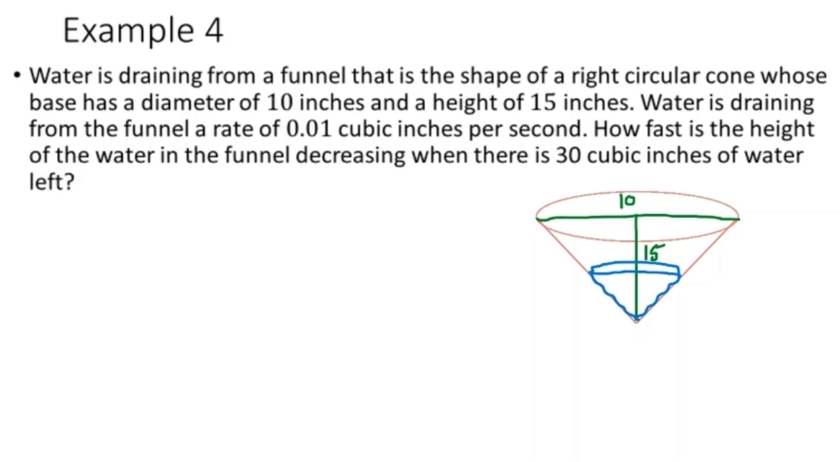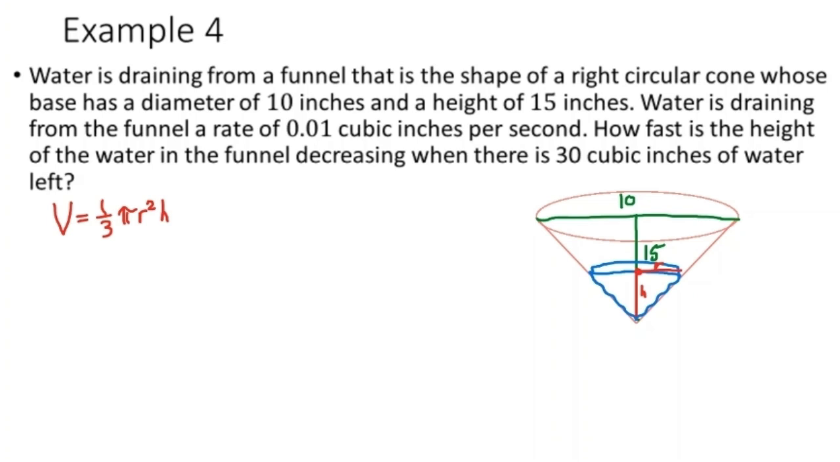The formula for calculating the volume of a cone is V equals 1/3 pi r squared h. H would be the height of the water. R would be the radius of the circular base of our water. Here, r, h, and V are all changing with time, because as the water drains, we can see that the cone of water will get smaller and smaller, causing the radius to get smaller and the height to get smaller.